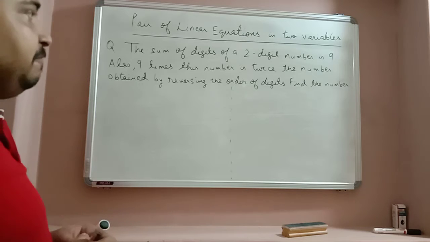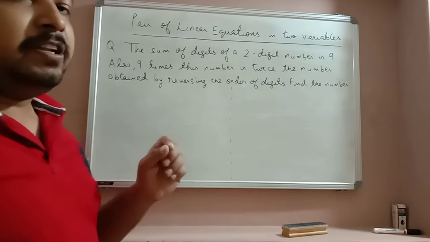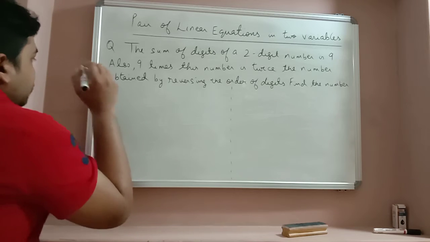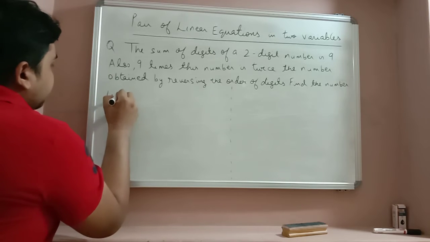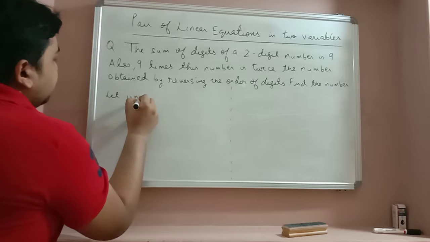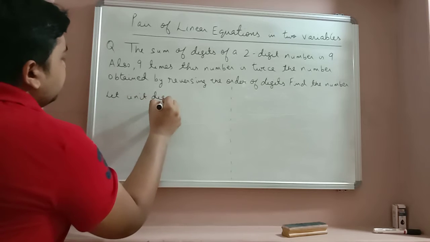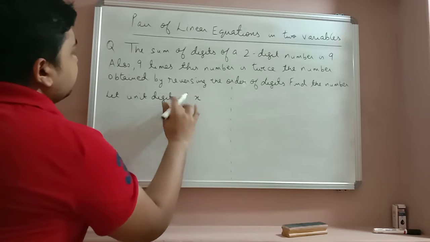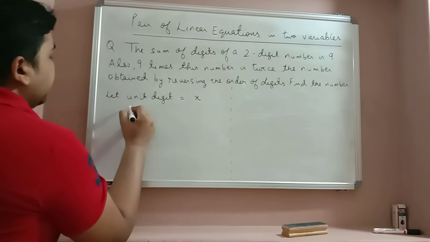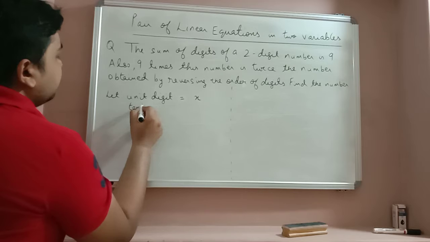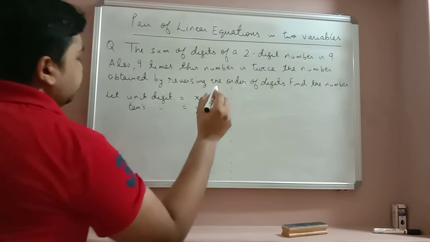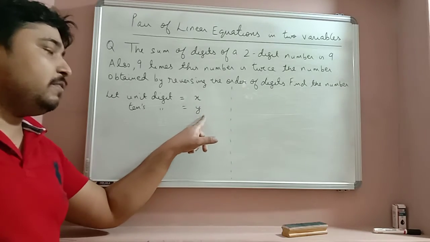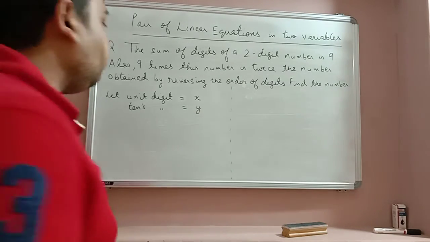Alright, so let me first form the pair of linear equations for this word problem. In this we will assume that the unit digit of the number be x and the tens digit, let it be y. So I have assumed the unit digit of the number to be x and the tens digit of the number to be y.